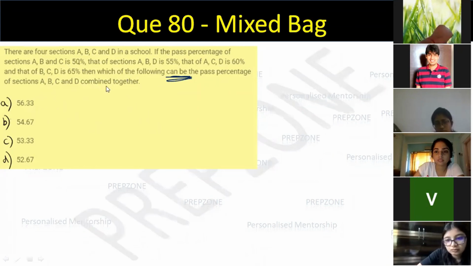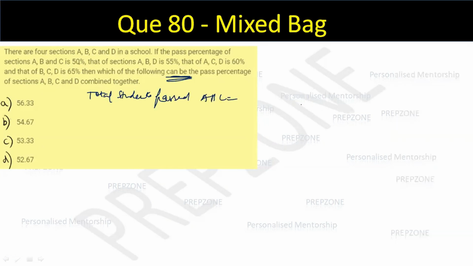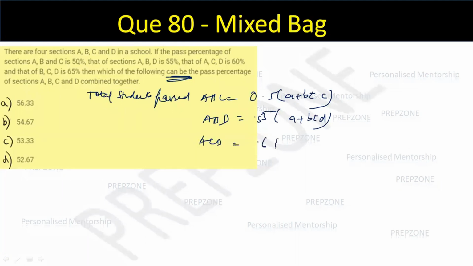So I'll write here: total students who have passed in sections A, B and C are how much? If I assume the total number of students in section A is A, B is B, C is C, then 0.5 of A plus B plus C have passed the exam, right? Similarly, 0.55 of A plus B plus D have passed in sections A, B, D. Similarly, in ACD it is 0.6 of B plus C plus D, right?